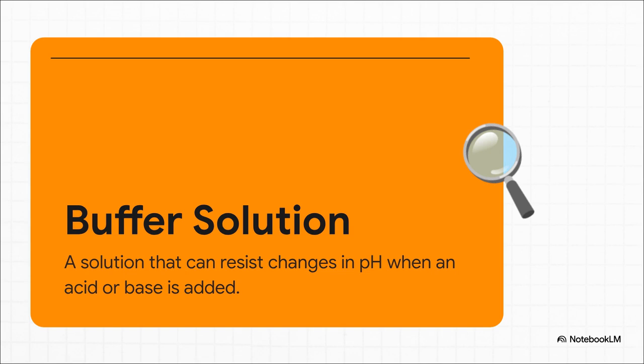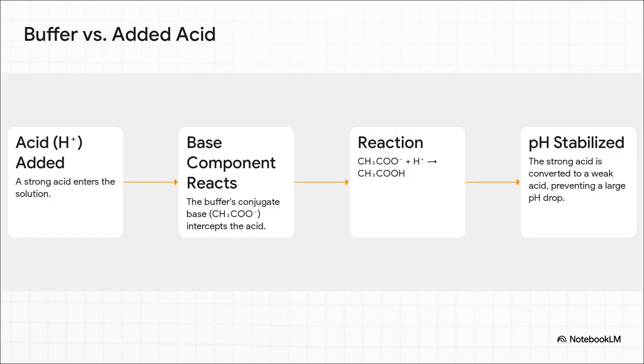It fights back against big swings in pH because it's got a two-part defense team, a weak acid and its partner, which we call a conjugate base. And that's really just the molecule that's left over after the weak acid has done its job and given away a proton. Okay, let's watch this defense system in action.